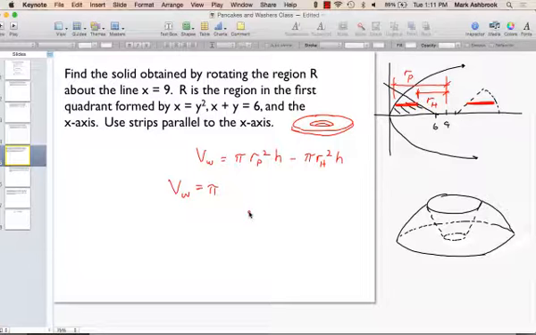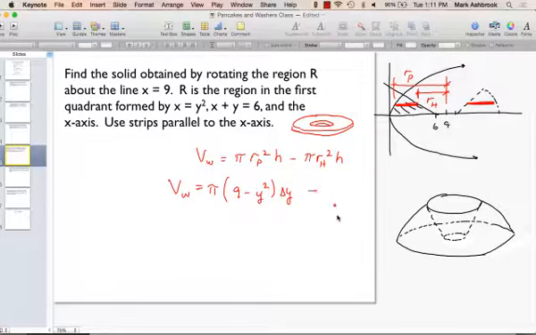9 minus this x coordinate, right? Change in x. 9 minus x, and that x is y squared. So that radius is going to be 9 minus y squared. And the height is delta y.